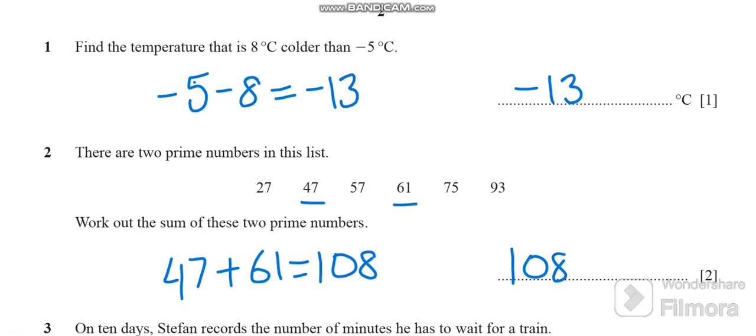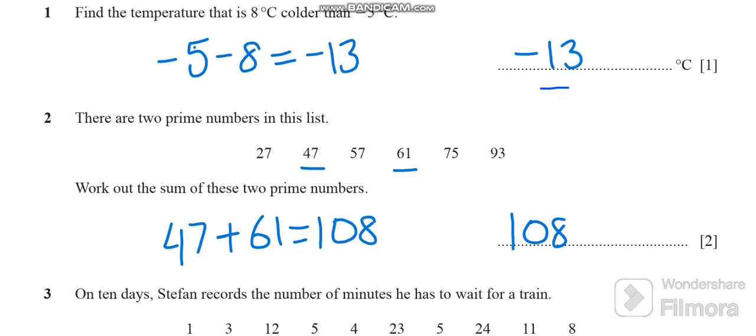First question states, find a temperature that is 8 degrees Celsius colder than -5 degrees Celsius. So what we will do is, we will subtract 8 degrees from -5. So -5 minus 8, that will be -13 degrees. So the answer will be -13.